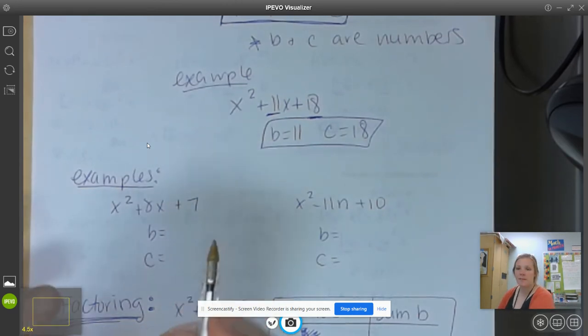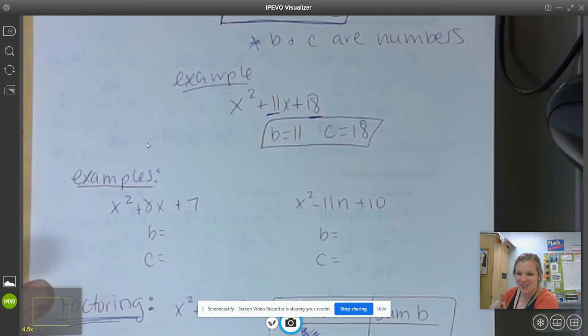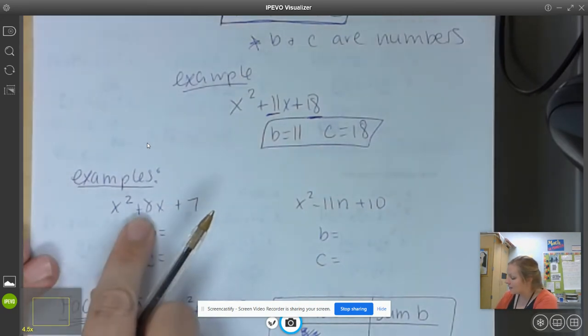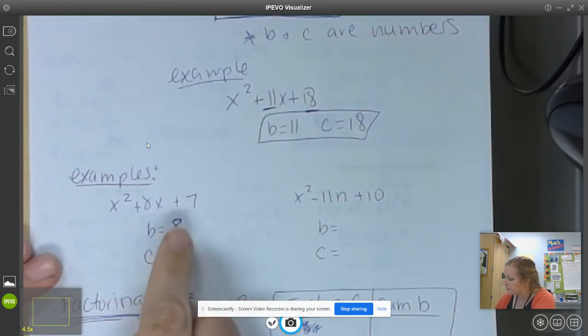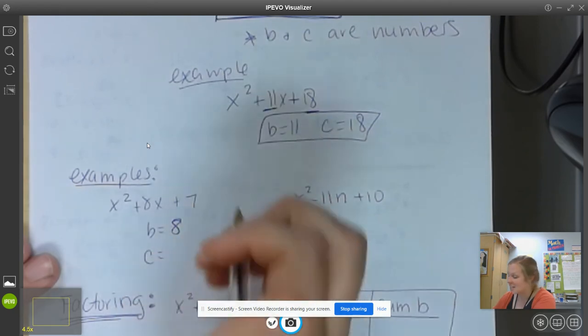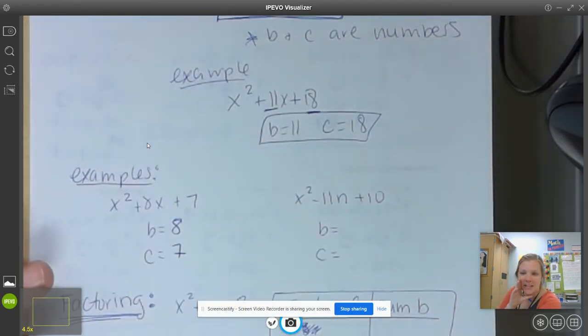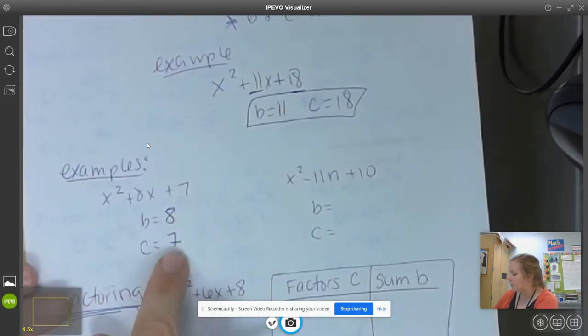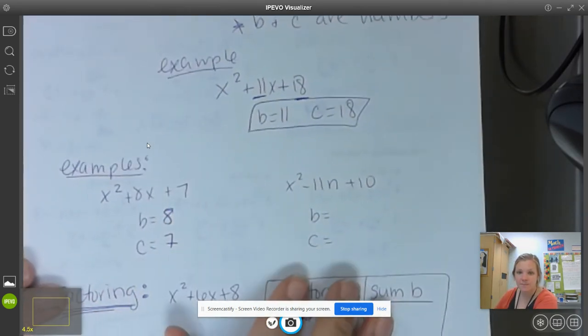So when we're looking at this, you can press play. Hopefully you paused and actually thought about this answer. For this, the b term is 8. The b is the coefficient on just the x. And then c is the constant. I think that's why they picked letter c, because it's the constant. So c is the number alone. In this case, the c is 7.